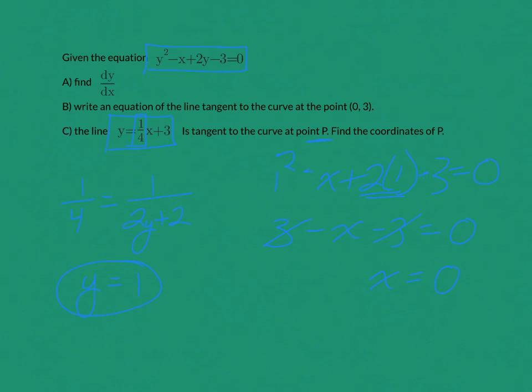And x is 0, y is 1. Okay, and that is actually a point that is on the curve. 0 and 1 is on the curve.